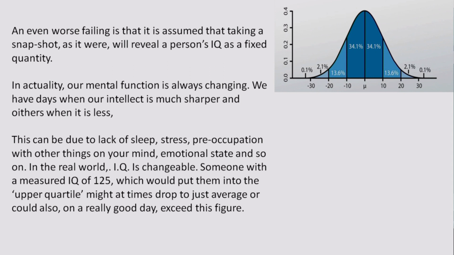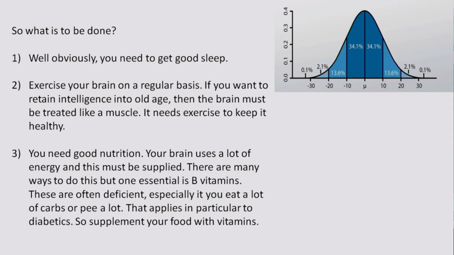And in the real world, IQ is changeable. Someone with a measured IQ of 125 might at times drop to just average, or could even, on a really good day, exceed this figure. There might be days when they are like 150, and it could even be days when they drop a little bit below the average. Sometimes, certain things you eat give you mental fog. Mental fog, that'll knock out your IQ. I get that sometimes if I eat things that have got soya in them. I can't take it. So, what is to be done?